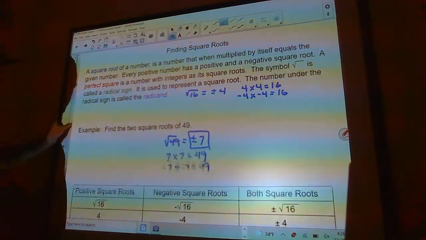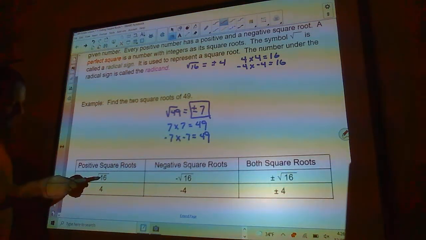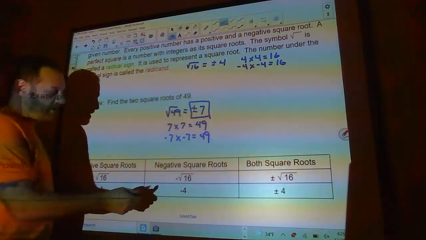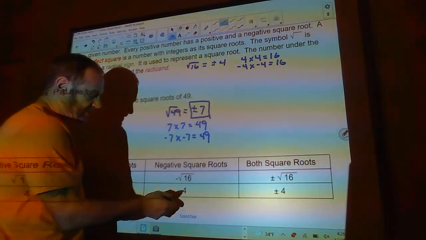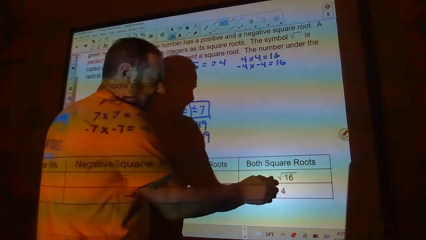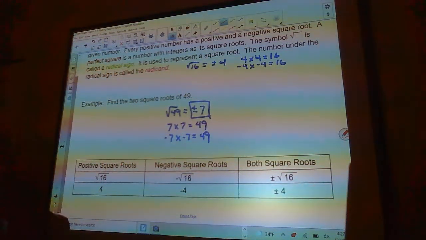Okay, so positive square roots. If I just generally see the square root of 16 by itself, that usually means that we just want 4. If I put a negative sign outside the square root of 16, then I want negative 4. And if I have a plus or minus out here, that means I want both of them. I want plus or minus 4.